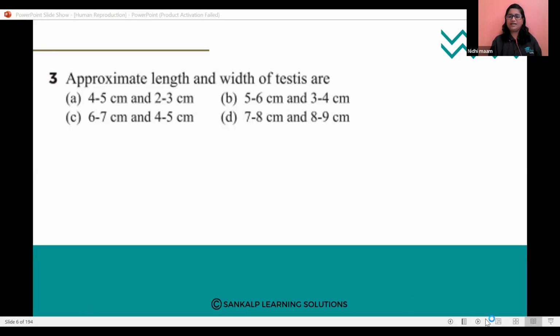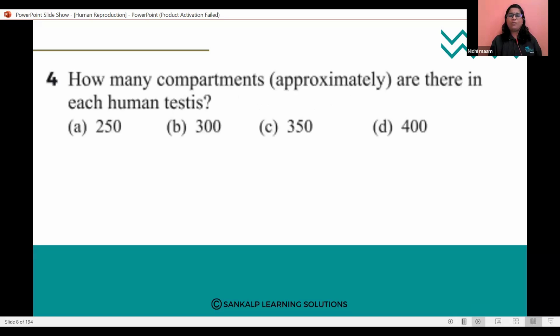Let us proceed to the answer. What is the accurate answer for this? Option A: 4 to 5 centimeter and 2 to 3 centimeter. Length will be 4 to 5 and width will be 2 to 3. This is the exact dimension of the testis. Next question. How many compartments are there in each human testis?